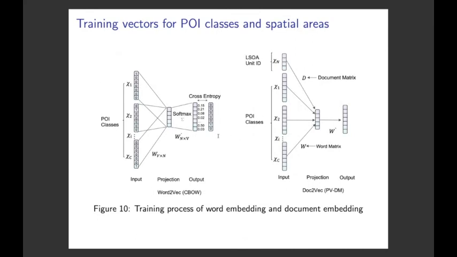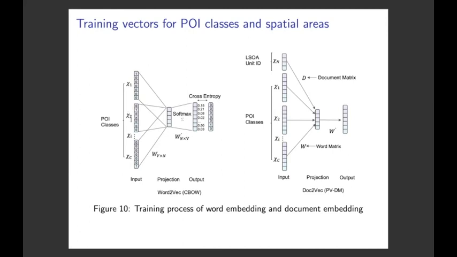So this is a process for training the vectors for both the POI classes and the spatial units. As you can see, we input the POI sequence in the input layer, and we set a fixed size for this hidden layer. During that process, we use a weight matrix to convert those input POIs. And then we use the softmax function to convert those scores to distributions. Then we can compare with the true labels.